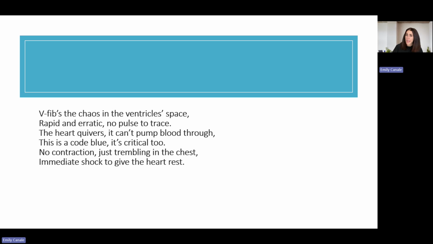So VFib's the chaos in the ventricle space, rapid and erratic, no pulse to trace. The heart quivers, it can't pump blood through. This is a code blue. It's critical too. No contraction, just trembling in the chest, immediate shock to give the heart rest.